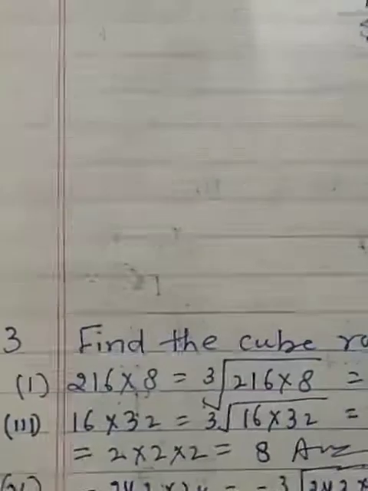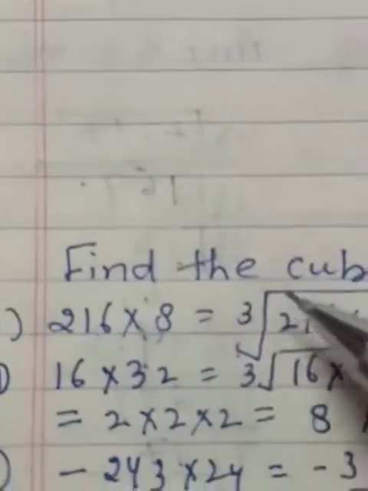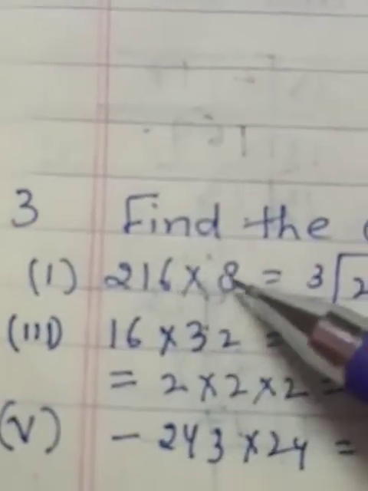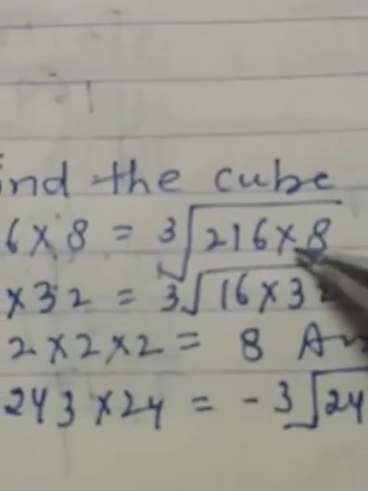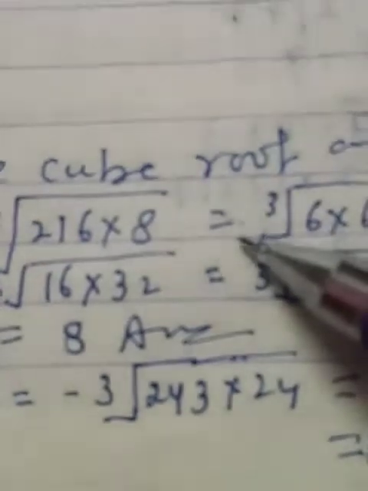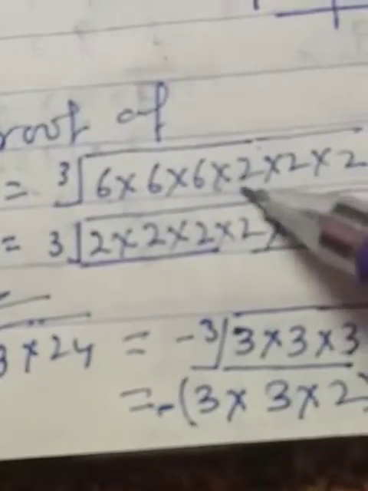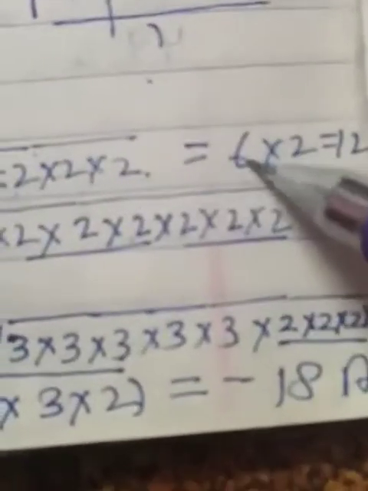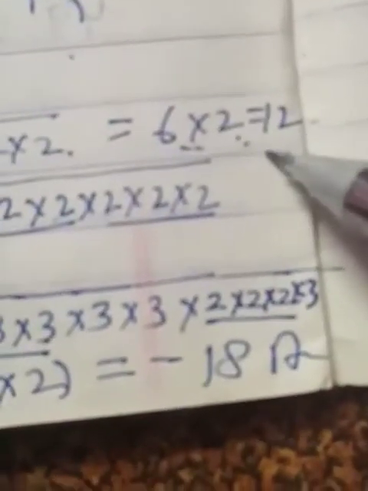Now, next question, question number 3. Find the cube root of the given number. First part, 216 into 8. Here we write the cube root of 216 into 8 is equal to 6 into 6 into 6 into 2 into 2 into 2. Now 6 one time, 2 one time. 6 multiplied by 2, that is 12, is the answer.